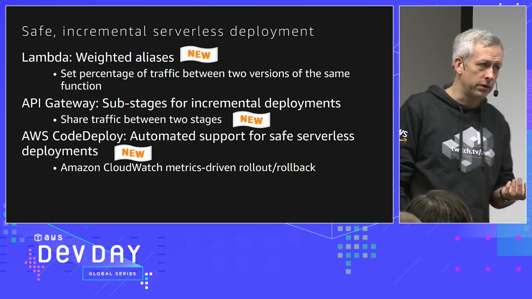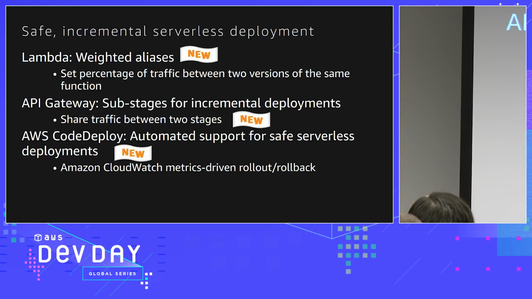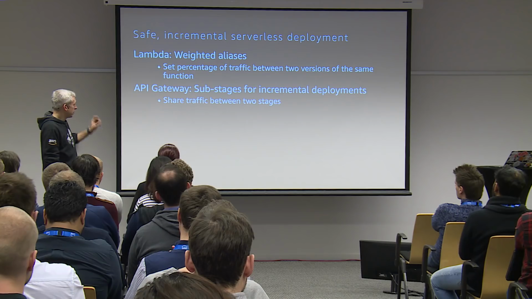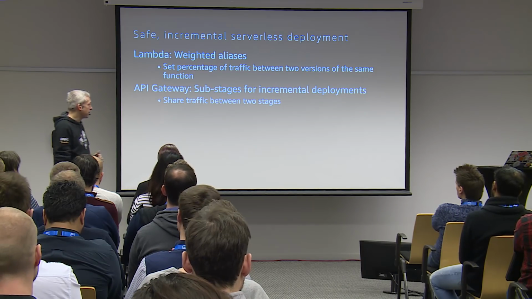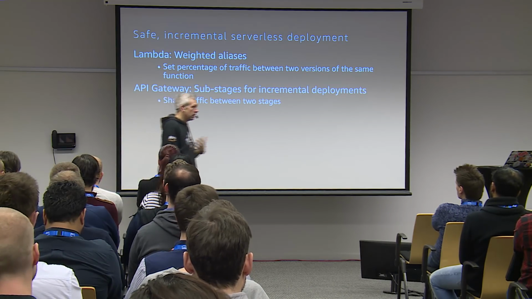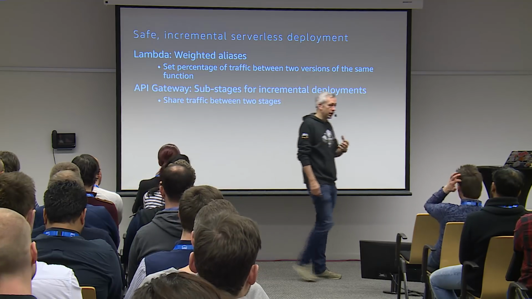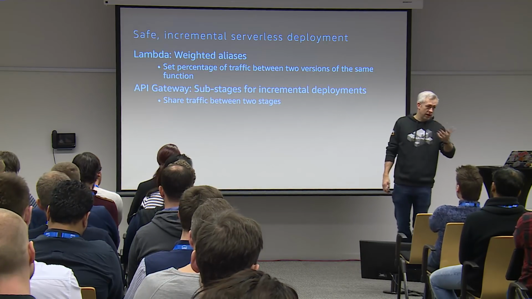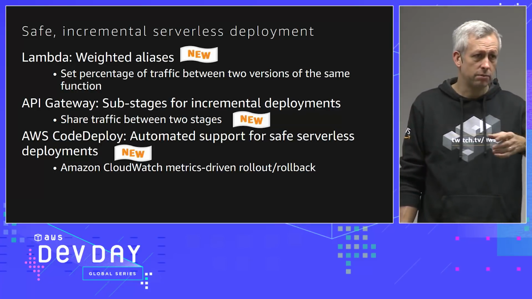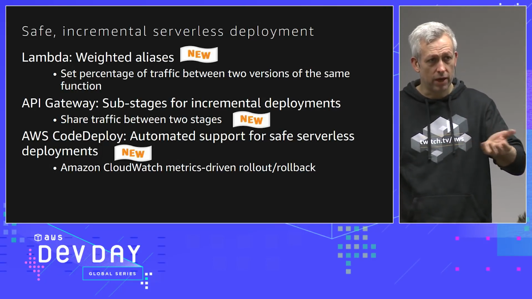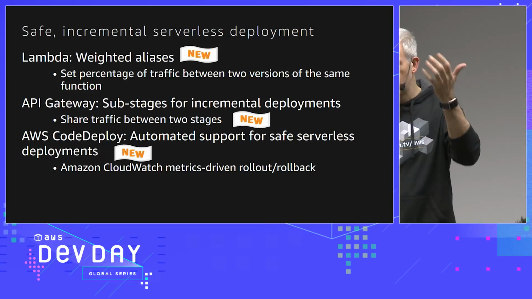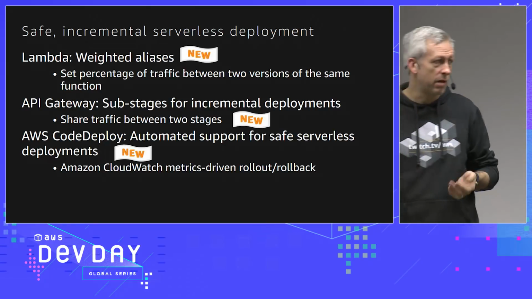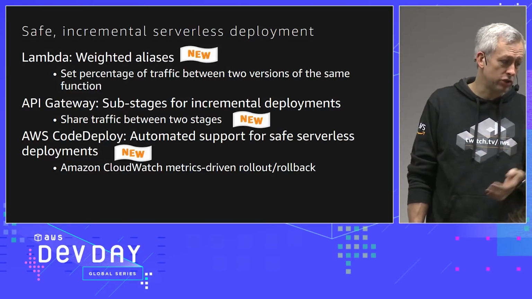I can instrument them and use them for A/B testing. If you are using the API gateway, we've got substages in the API gateway allowing you to share traffic between two stages at the front end. So again, there's no need to use weighted DNS-based distribution across two different API gateway endpoints. You can balance across different stages within the same API gateway endpoint, much simpler to manage at the front end.